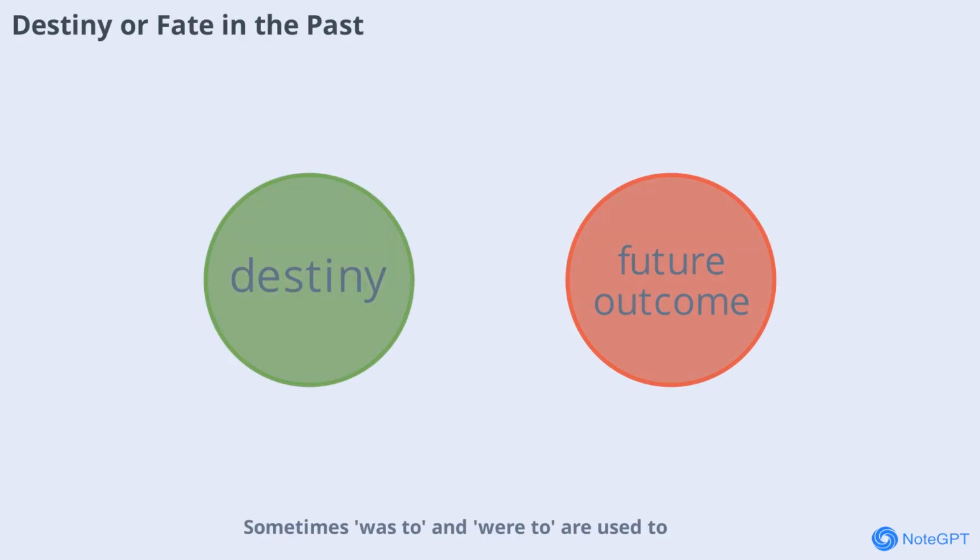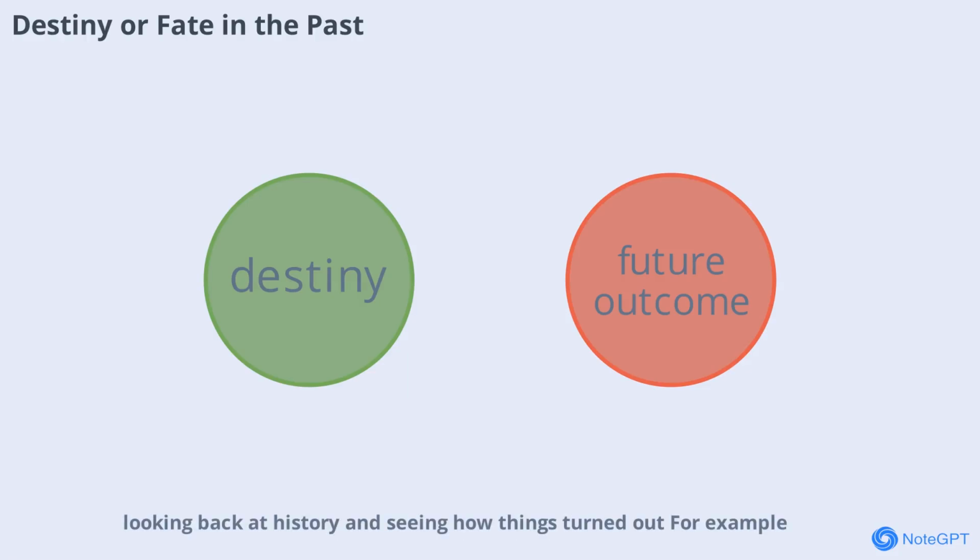Sometimes was to and were to are used to talk about events that were destined to happen later. This use is more reflective, looking back at history and seeing how things turned out. For example, you might say, he failed his first exam, but he was to become a great scientist. This means that even though he failed at first, his future success was almost meant to be. It's a way to show how past events led to important outcomes.